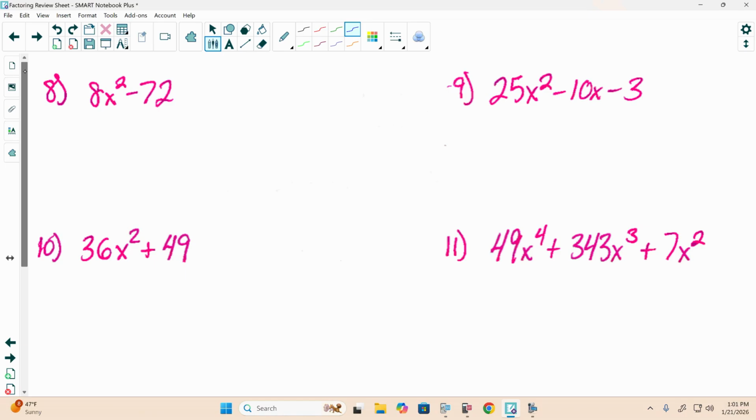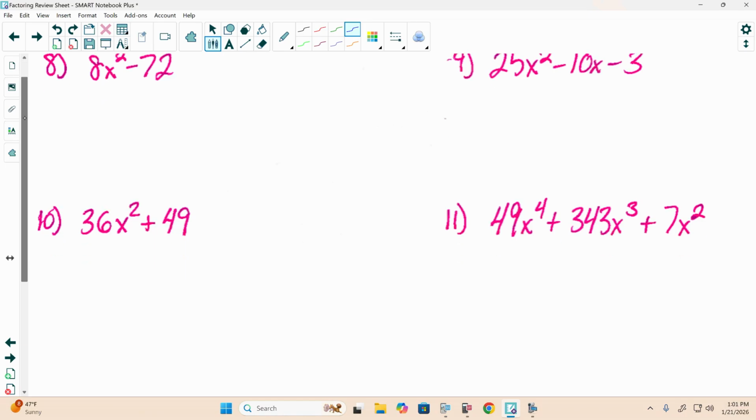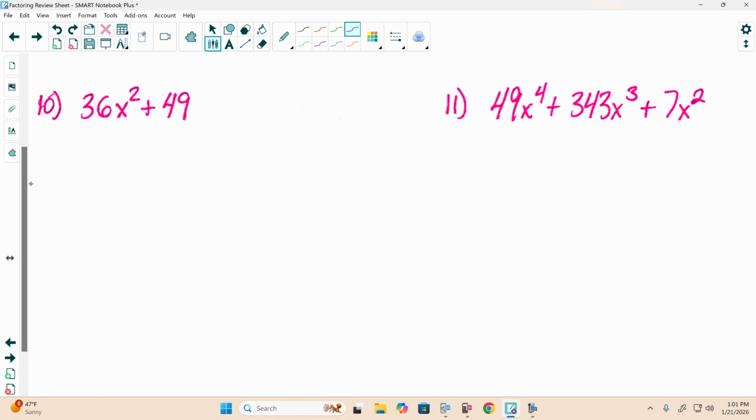11. 49x to the 4th plus 343x cubed plus 7x squared. With a problem like this here, the first thing I would look for is greatest common factor. If there's a number or term in common with all 3, well, they all have a variable x, yes? How many can I factor out? 2, because the smallest exponent attached to x is 2. So we can factor an x squared out of all 3.